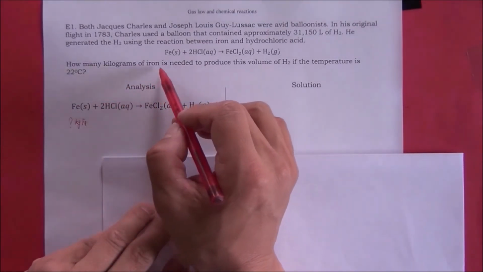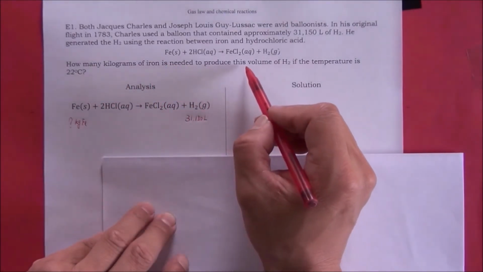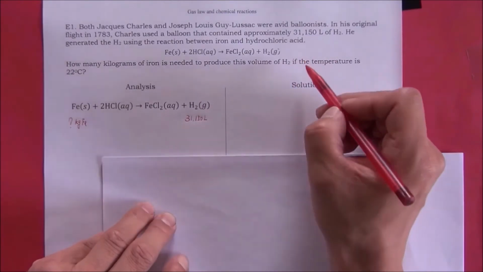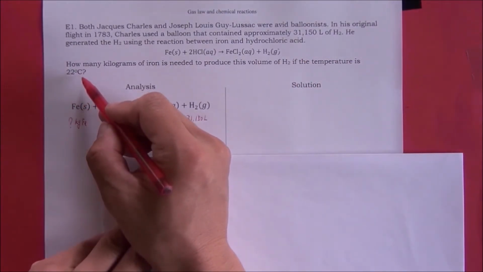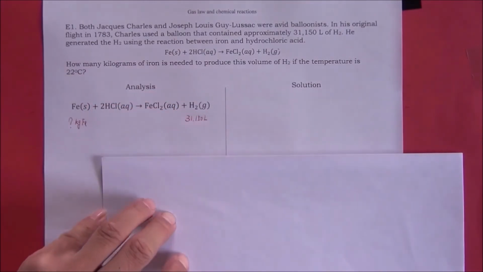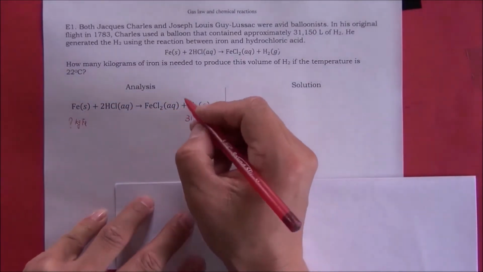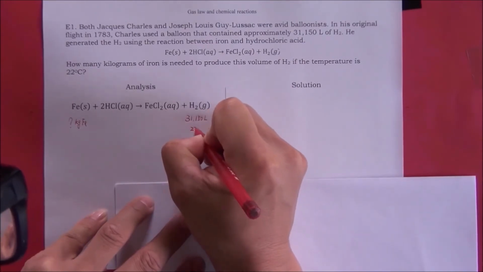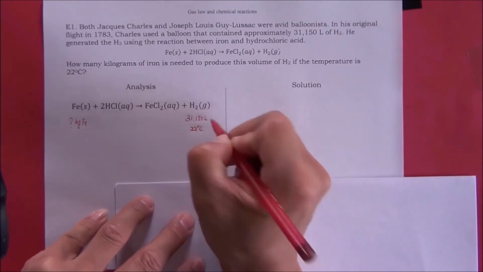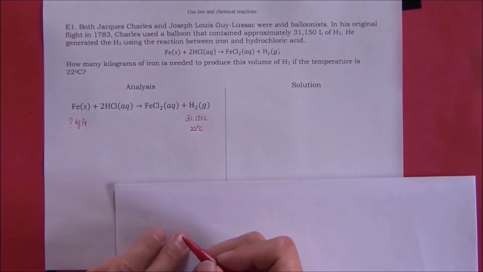How many kilograms of iron is needed to produce this volume of H2 if the temperature is 22 degrees Celsius? This temperature is the temperature of H2 gas. I put down 22 degrees Celsius below H2.